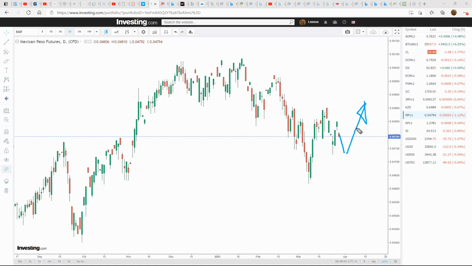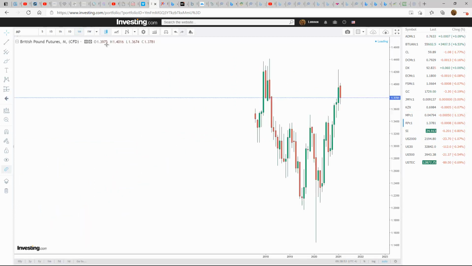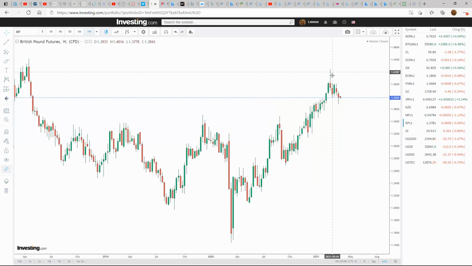So a little bit of weakness short term, but I could see further strength in the Mexican peso going into the remainder of the week. The British pound: you can see just like the euro and the Aussie and the Canadian, it reached a peak and is pulling back. So is it going to continue weak? It looks like that's the case. We could be heading down for quite a while.